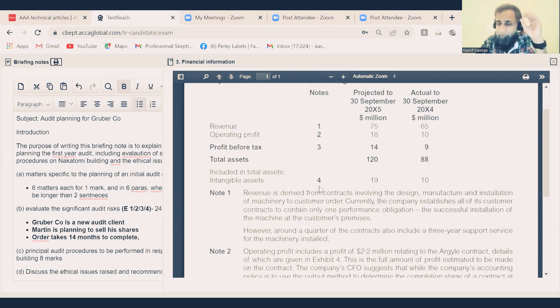So how many note numbers do we have? 4. So minimum, how many specific risks do we have? 4. There is a possibility that within one note number, there is more than one risk.